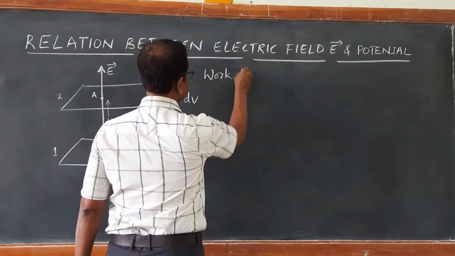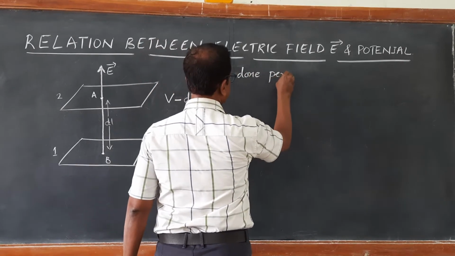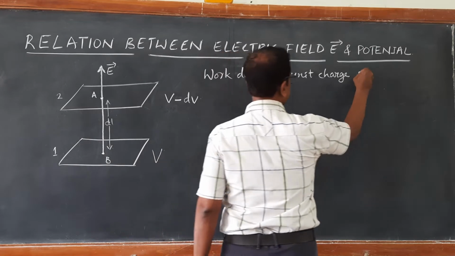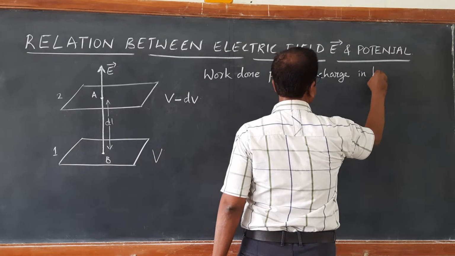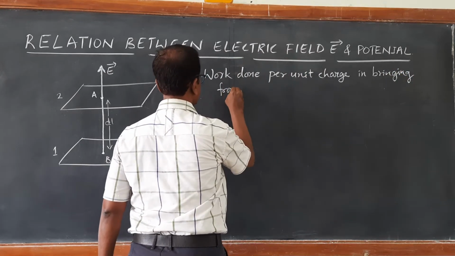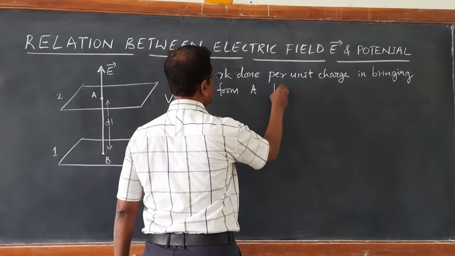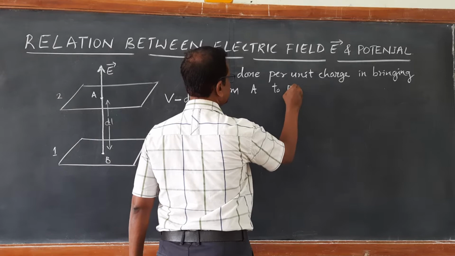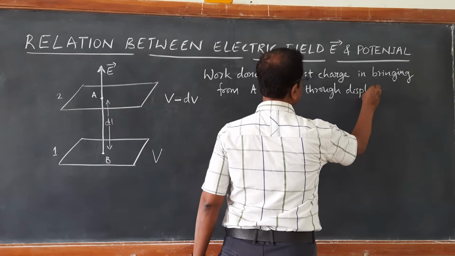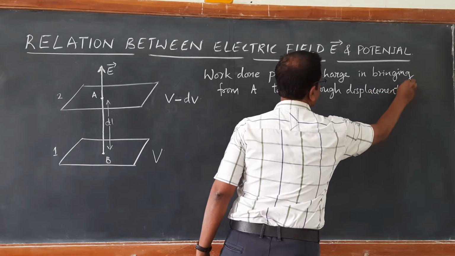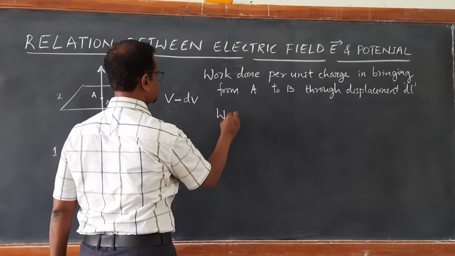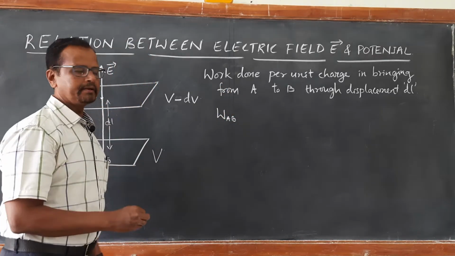Work done per unit charge in bringing from point A to B through displacement dl. So, this I will call work done A to B.